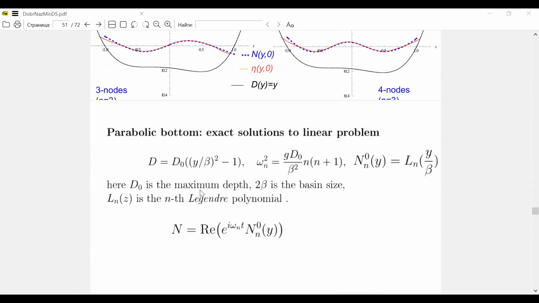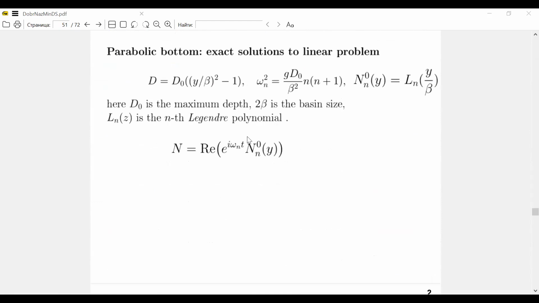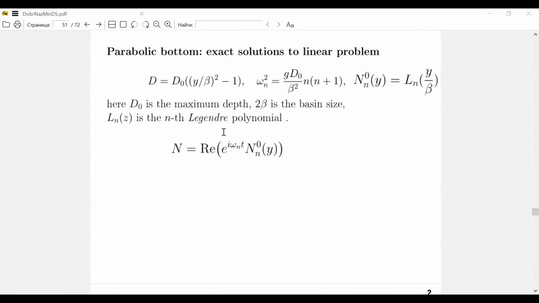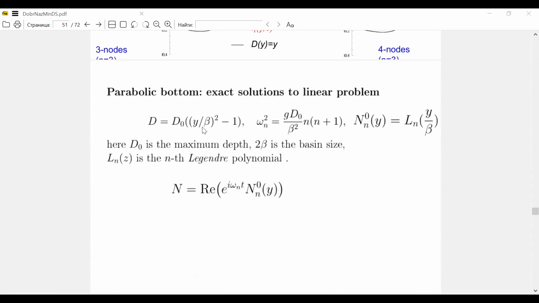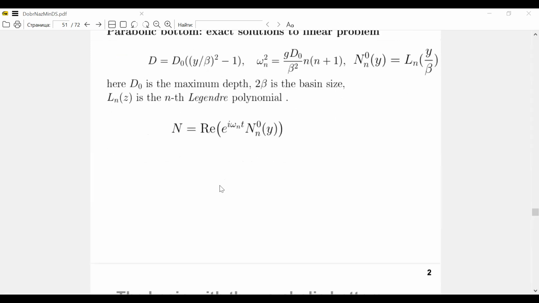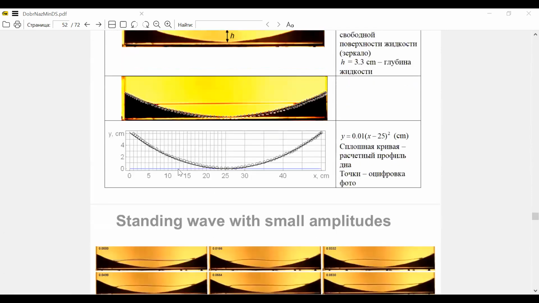What we did, we take the parabolic bottom, like this one. And an interesting fact: if we linearize this one-dimensional shallow water equation, we obtain a spectral problem which has an exact solution in the form of Legendre polynomials. So it is very good to compare the results connected with such a type of bottom. It's easy to realize it in our basin, and Vladimir Klinichenko did it. So what is the bottom?